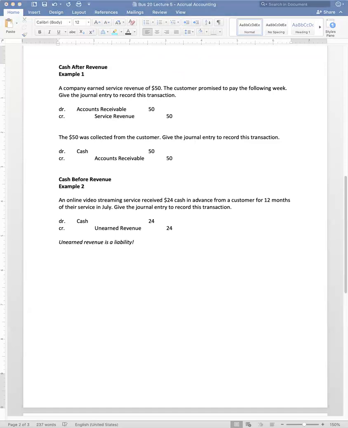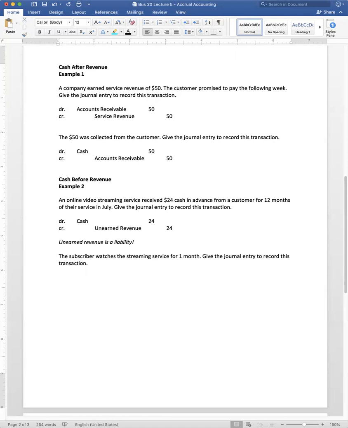Okay, now let's go a little further. Let's say that the subscriber watches the streaming service for 1 month. Okay, now it's a 12-month contract, but they've watched for 1 month. Has the company earned any of the revenue yet? Yes, they have. They've earned 1 month's worth, right? Now, it's not a whole lot, but they have earned a small piece of the revenue.